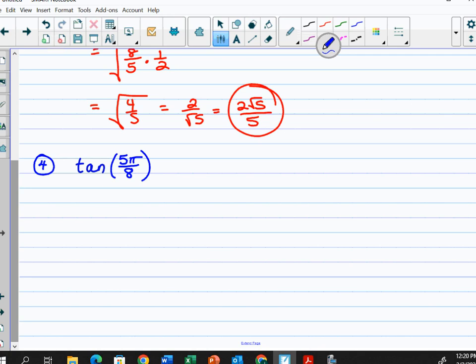Wait a minute, this is confusing to me. So we're doubling. That looks like radians. It looks like a radian. I know, but then I don't know what the cosine is.